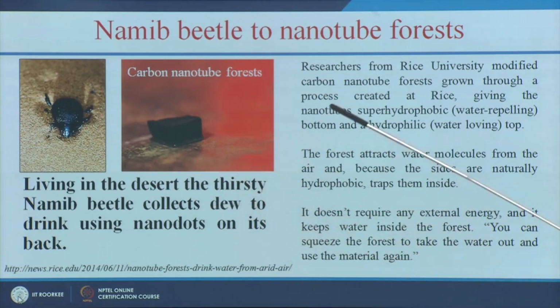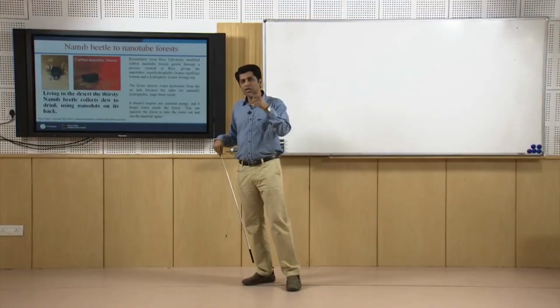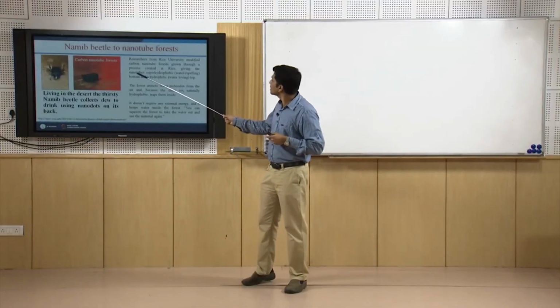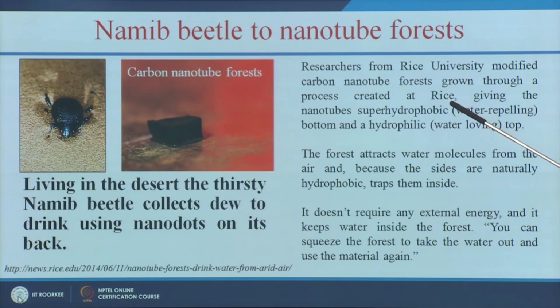Based on that, researchers from Rice University have modified the carbon nanotube. So what is a carbon nanotube? A carbon nanotube is like a simple graphene sheet rolled into a tubular form. They used carbon nanotubes and slightly modified them. What they did is, the nanotubes have a super hydrophobic, that means water-repelling, bottom, and a hydrophilic, that is water-loving, top. That means the top is water-loving and the bottom is water-repelling.